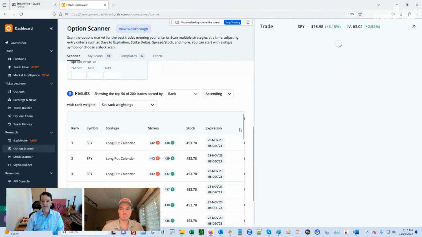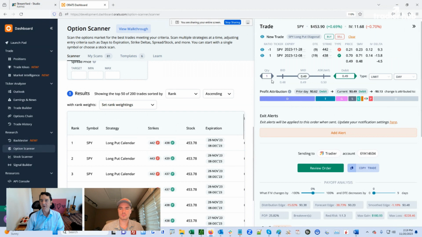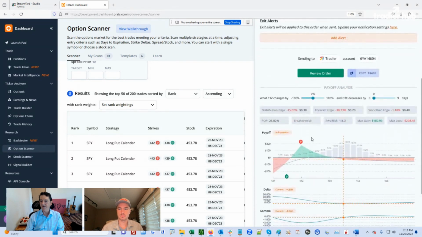So let's click on this and see what the payoff picture looks like. So again, we're seeing a long put diagonal. We're seeing the price is 49 cents in the market. It's 48 at 50. The theoretical value is 48. So I like to see that pretty close. And then I like to scroll down and see this payoff picture. Now this payoff picture is cool because it's not just a typical payoff picture for a calendar. So calendars will look like this. It looks like kind of a tent.